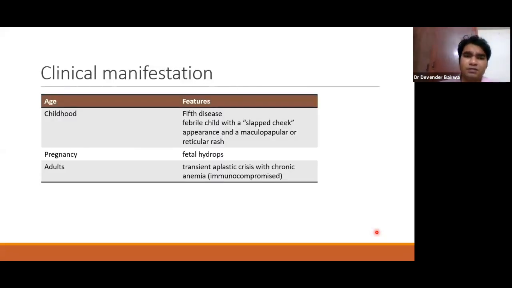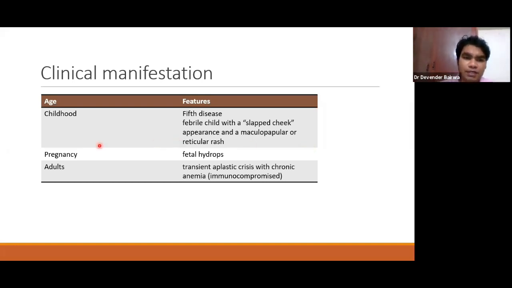If we see the clinical manifestation, we used to read that list of 6, 7 diseases. Among those diseases, the fifth disease is caused by your parvovirus B19. Generally, when children have this infection, they will have fever along with slapped cheek appearance, and a maculopapular or reticular rash can be there. The slapped cheek is on the face, and the maculopapular rash can be on the back, on the buttock.